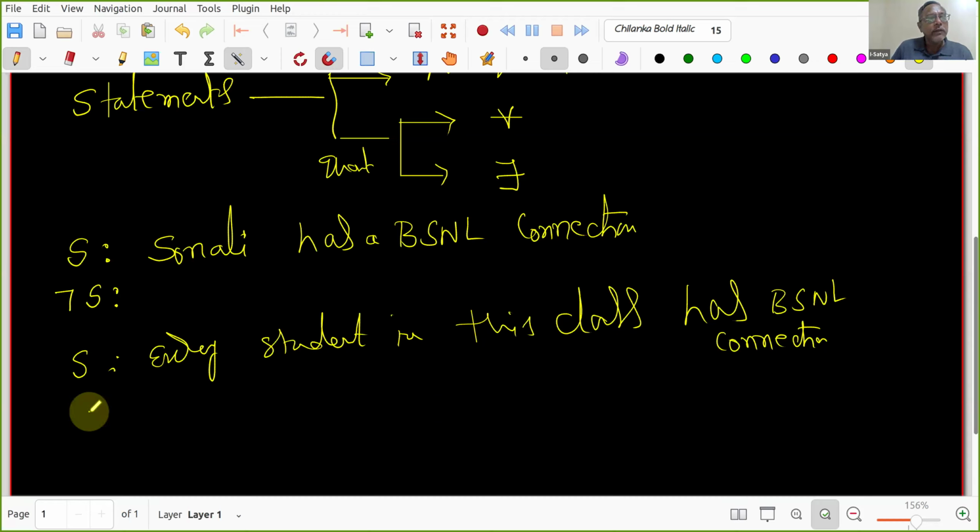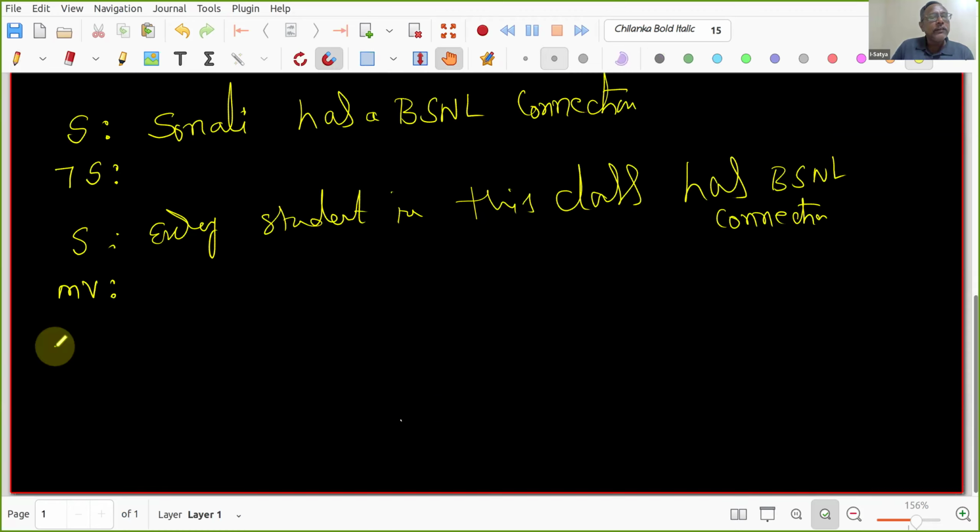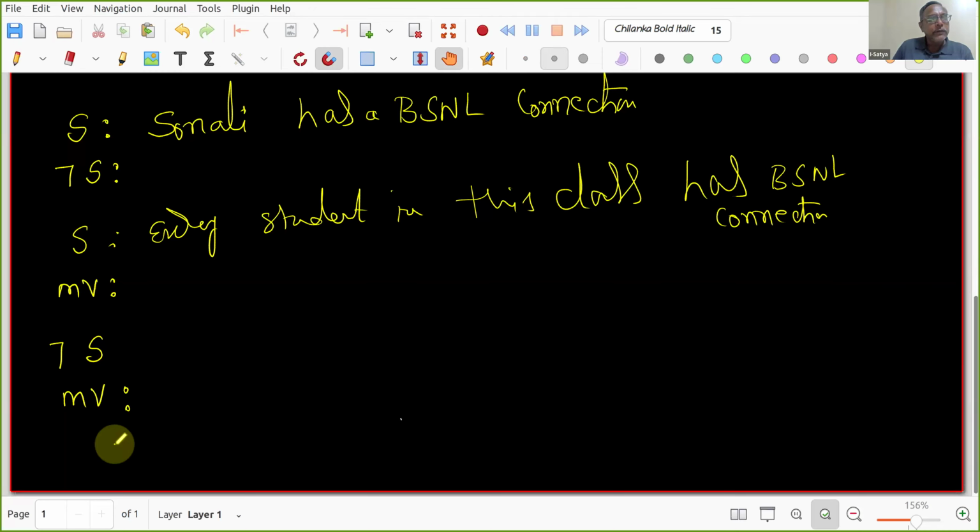So what is the mathematical version? You know it, right? Start writing. Then what is the negation of it? You know that. And what is its mathematical version? So what is the other statement we discussed?